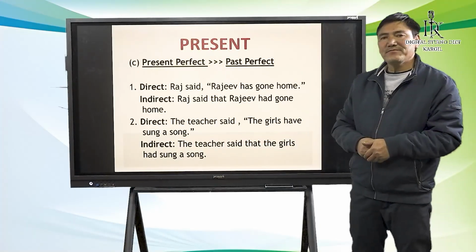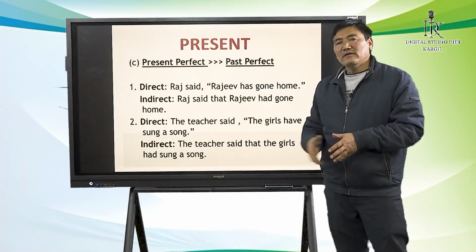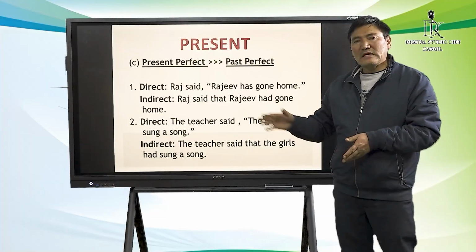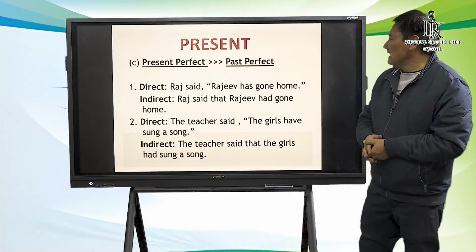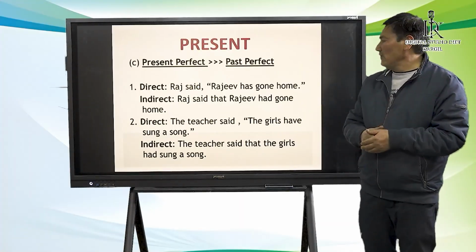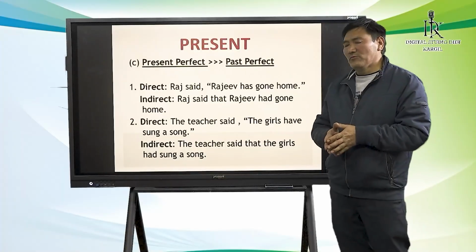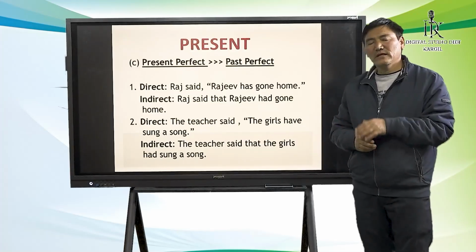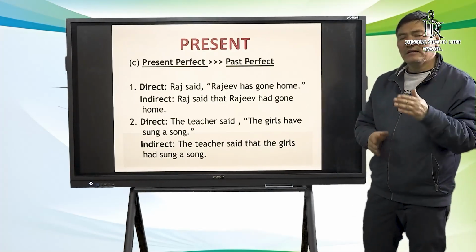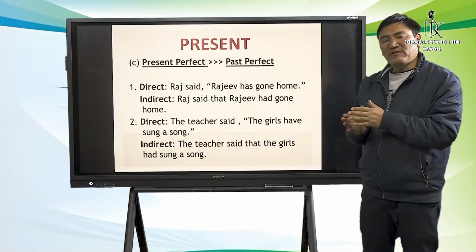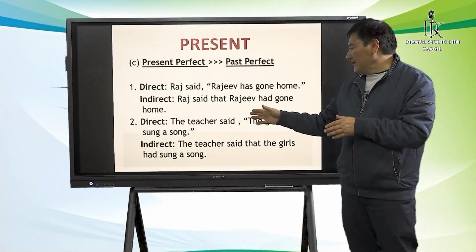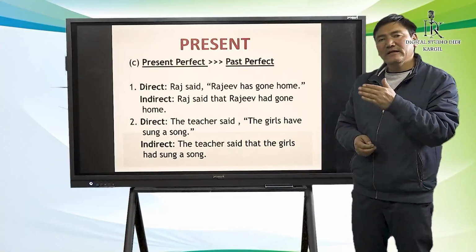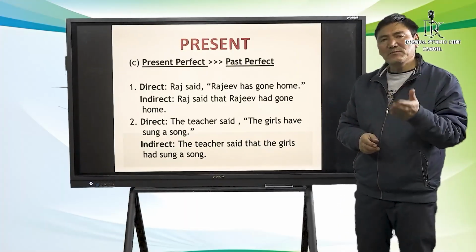And in the third case, if the reported verb is in present perfect, it will change into past perfect. Direct form: Raj said, Raju has gone home. Indirect form: Raj said that Raju had gone home. Second example, direct form: the teacher said, the girls have sung a song. Have sung is the present perfect tense. In the indirect form: the teacher said that the girls had sung a song. Has will be changed into had. That is, present perfect will change into the past perfect.